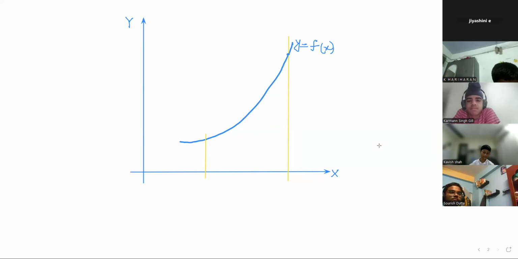Karman Singh Gill. We just divide it up into shapes, calculate all of them independently, and then add the whole area. Okay, okay. Kavish Shah, some more better structured way.